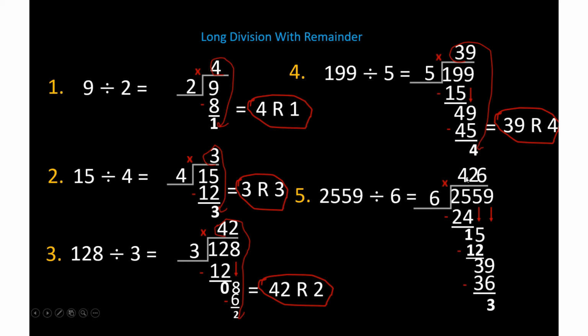We'll write our answer from the whole number to the remainder. So our answer is 426, remainder 3. Good. Remember, we are doing mother tongue education. So let's take some time to explain in Nkwen language.